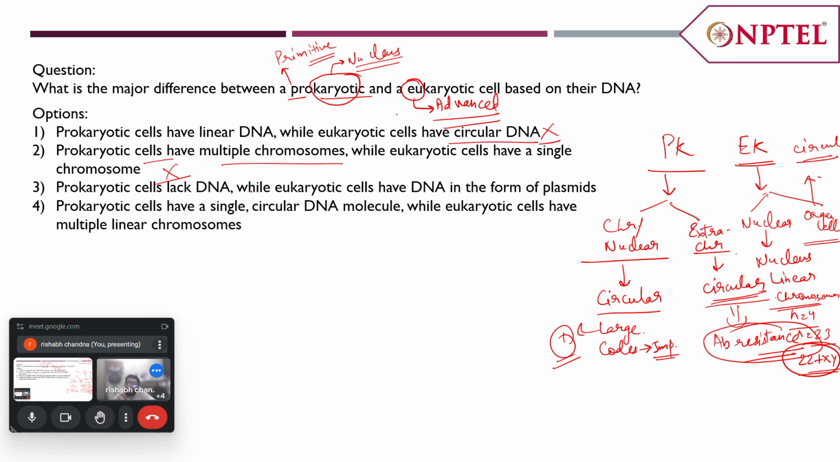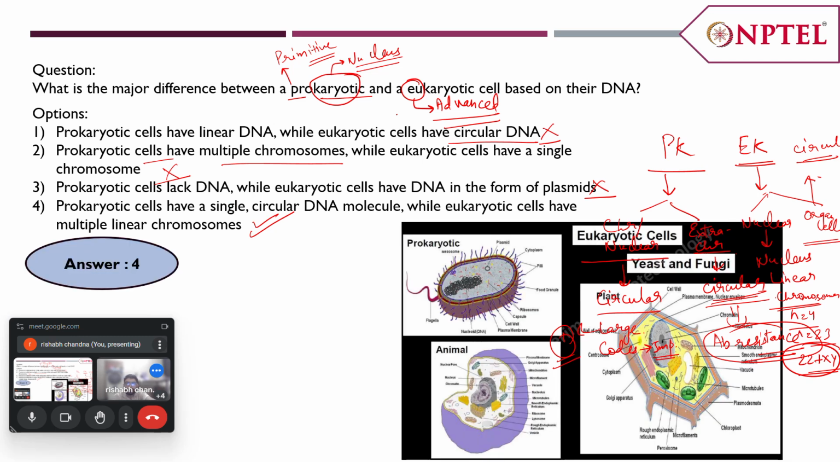Prokaryotic cells lack DNA while eukaryotic cells have DNA in form of plasmid. So this is also wrong, as we have discussed. Now, the last option, prokaryotic cells have a single circular DNA molecule while eukaryotic cells have multiple linear chromosomes. So this option is correct. So the correct answer is option number 4.